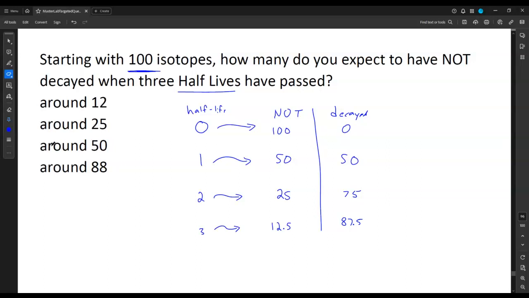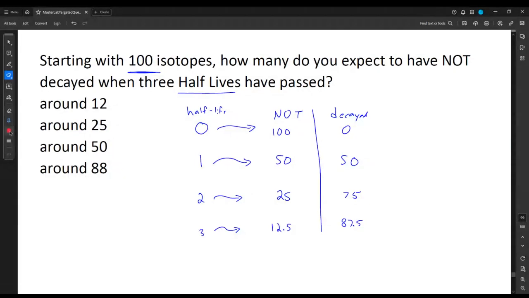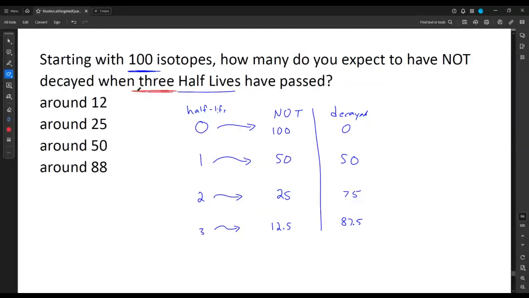Okay, so then let's read the question and see what's going on here. Because sometimes it'll ask you for different numbers of half-lives, and then also it'll say decayed or not decayed. So here, 3 half-lives, which means I'm looking at this point, and then the ones that have not decayed means that I want to grab the number from here.